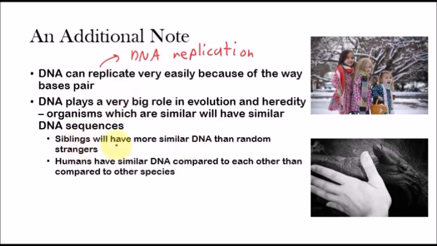So if you have organisms which are similar, they should have similar DNA. For example, siblings will have more similar DNA than random strangers. If you have a sibling and you did a DNA analysis, you would notice that your DNA would be significantly more similar with your sibling than some random stranger that you found on the street, okay? Also, this goes from species to species as well. Humans have similar DNA compared to each other. If you look at a human hand, it is always going to look way more similar to another human hand than to a chimpanzee's, right? So humans have more similar DNA to each other than to other species.